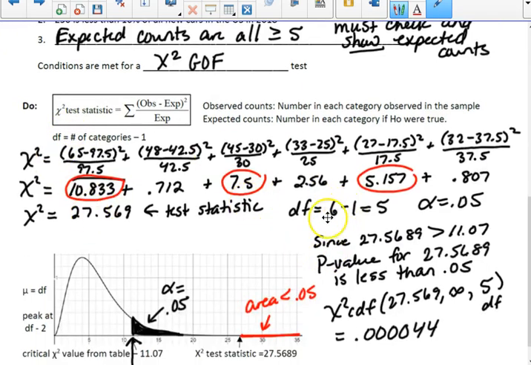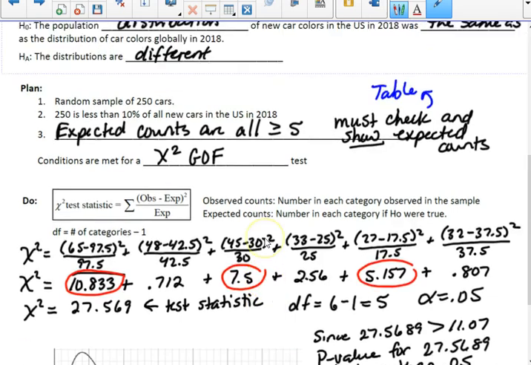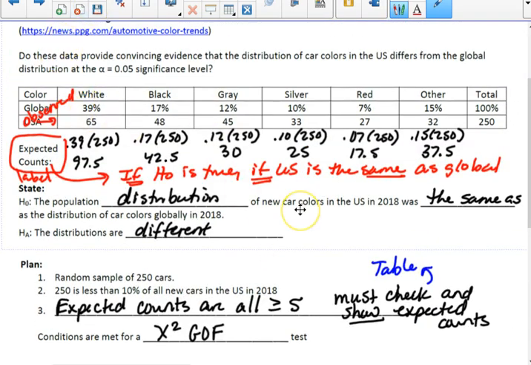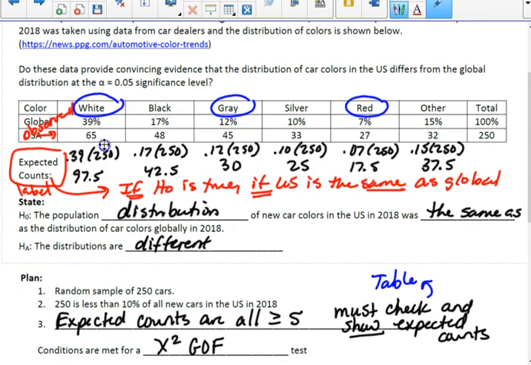So we go back and we look at our biggest cell components. These are the 3 cell components that contributed most to this large test statistic. So we go back up and look, how are they different? White is one of the colors that is different. Gray and red are the colors that give the most difference. So what we look at is the observed count and the expected count. We expected 97.5 of our 250 cars to be white if the US was similar to global, but we only got 65. So clearly US drivers do not prefer white as much as the global market does.